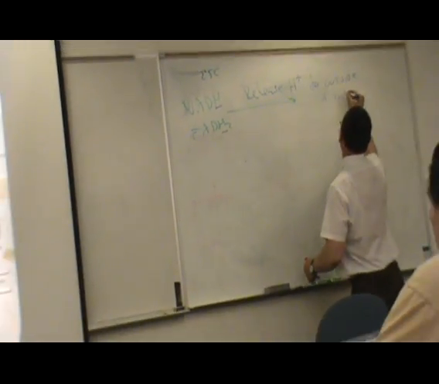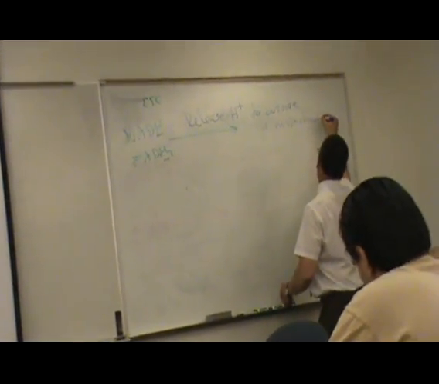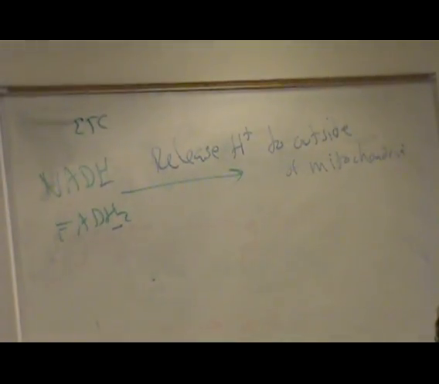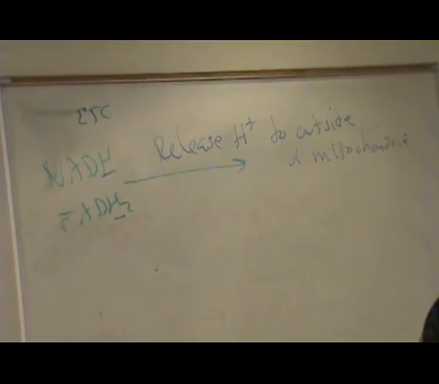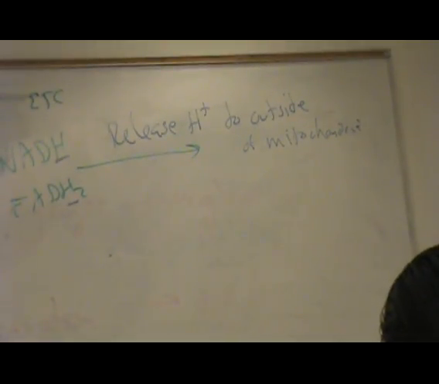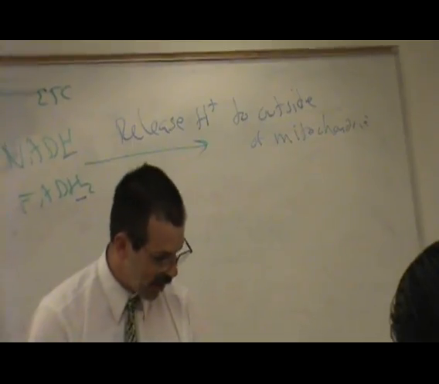Mitochondria. So I'm taking H's from inside my mitochondria, and I'm putting them out here. Why do I want H's out there? So they'll come back in. Why would they want to come back in?